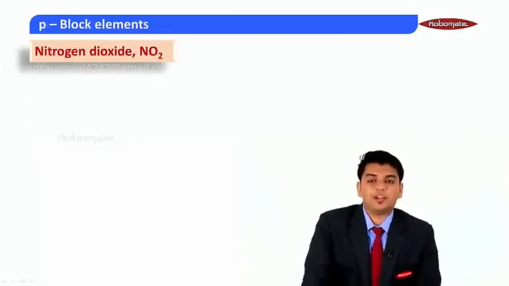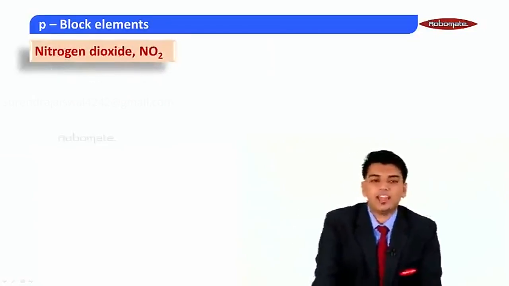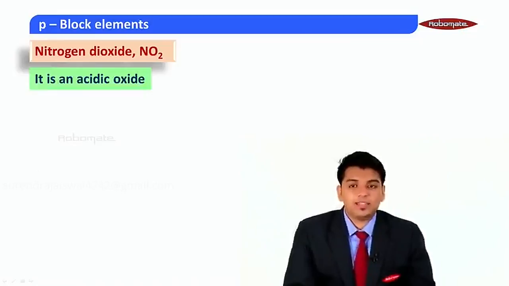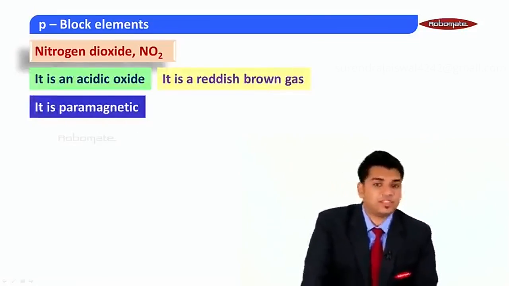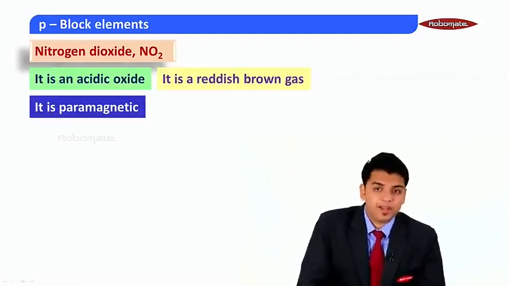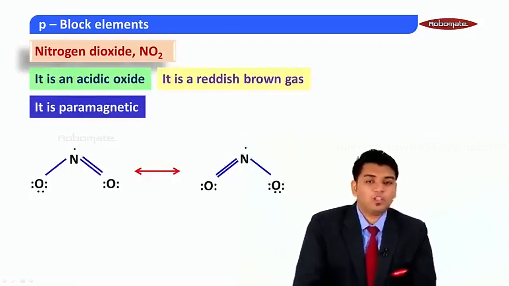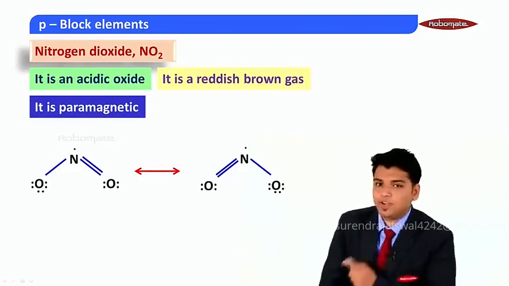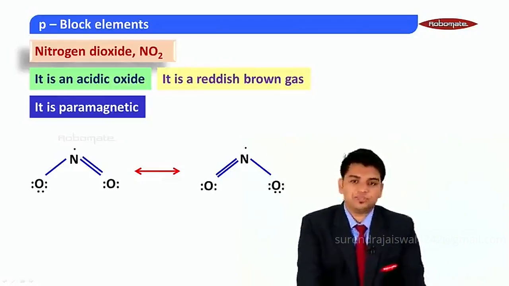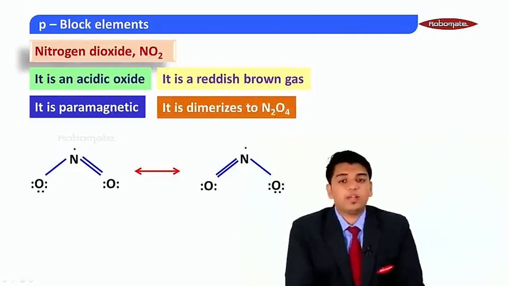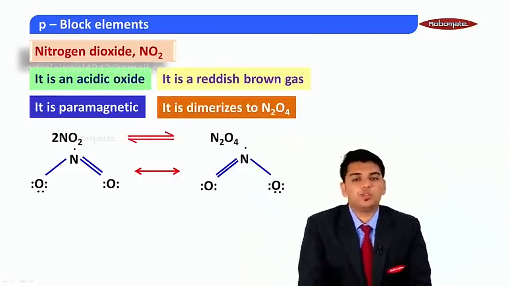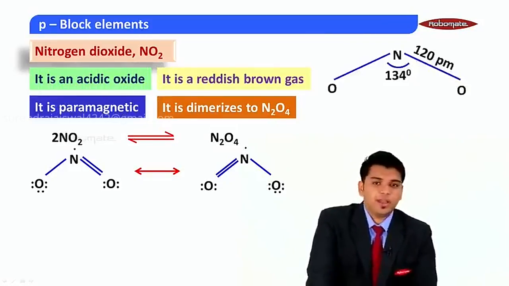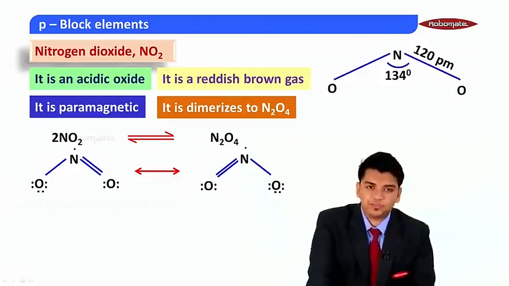Next we have nitrogen dioxide, that is NO2. It is an acidic oxide. It is reddish brown in color and gaseous in state. It is paramagnetic. Therefore it will have at least one unpaired electron, which is evident from its Lewis structures. Now it dimerizes to form N2O4. So 2NO2 dimerizes to give us N2O4, and above we have its structure.